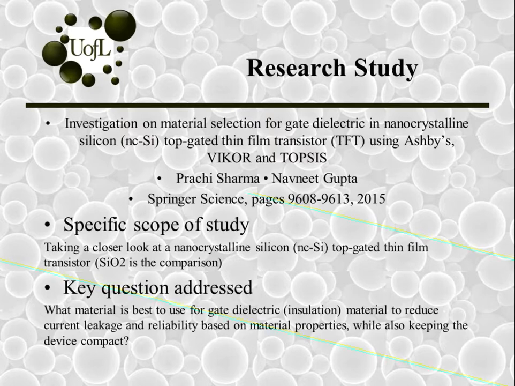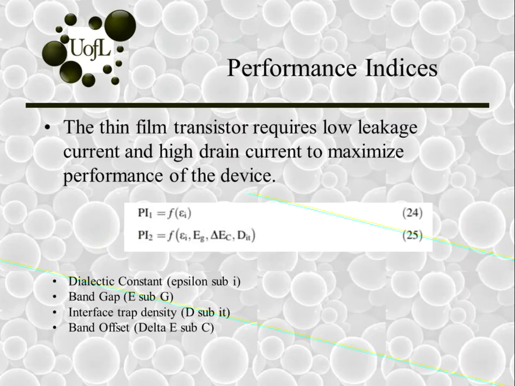It was originally made out of SiO2, and the key question addressed was what material they could use that would be best for the gate. Basically, what insulates the material, reduces current leakage, and has better reliability based on material properties while also keeping the device compact. The SiO2 worked well because silicon was up there in terms of a variable, which is the dielectric constant, epsilon sub i.